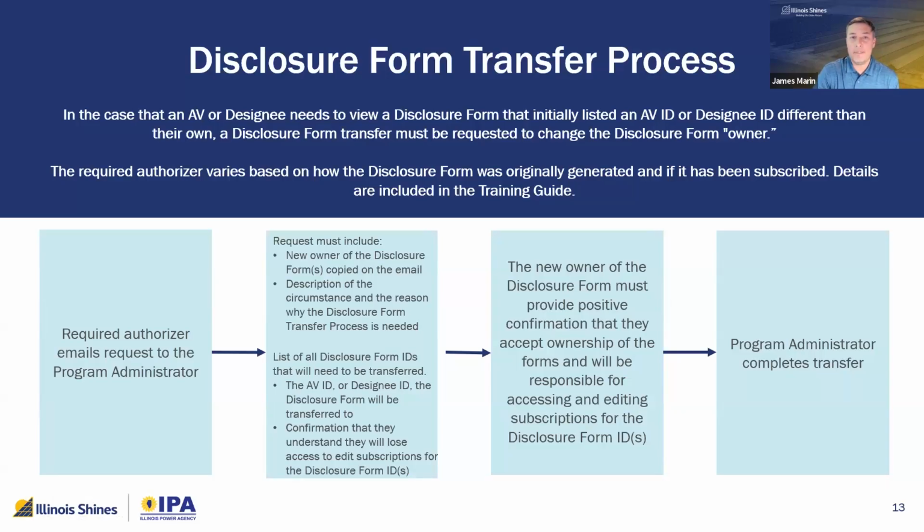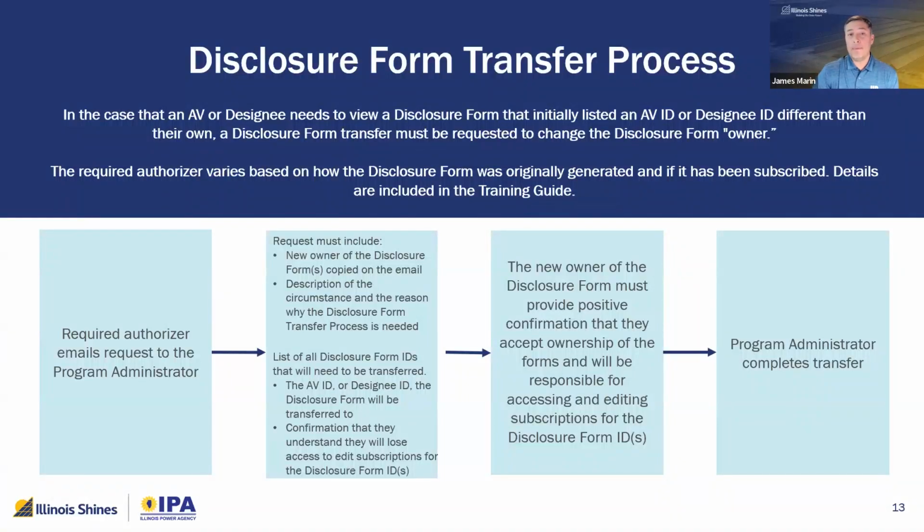So the first step is for the current owner or authorizer to email the PA. In this email, you would include the new owner who will be taking ownership of that disclosure form, and they should also be copied on the email. You would also need to provide a description of why this transfer is needed. And then lastly, you would include all of the disclosure form IDs that are getting transferred.